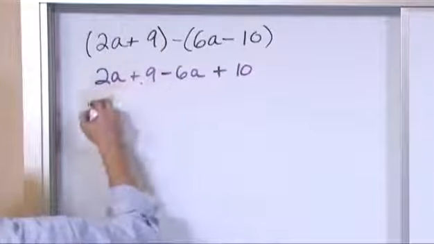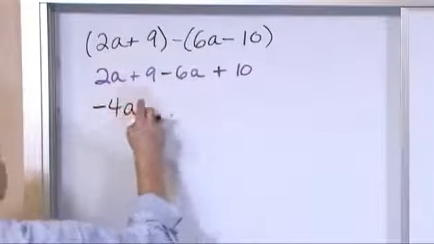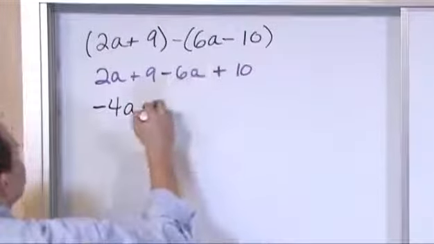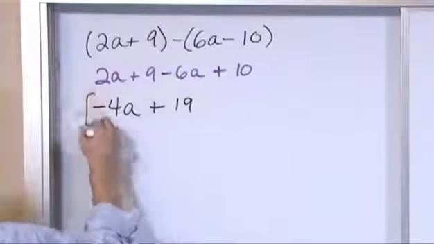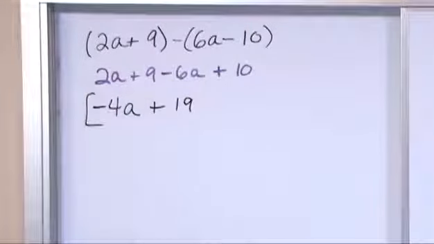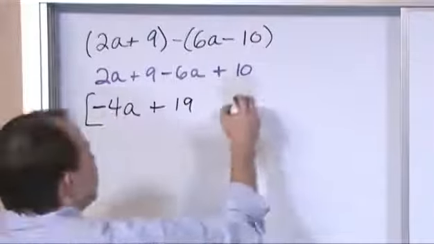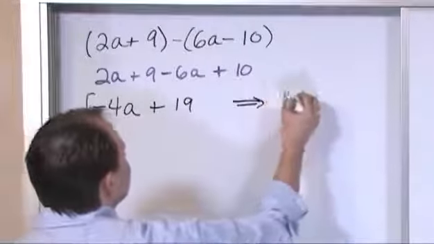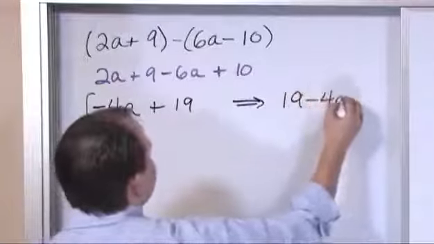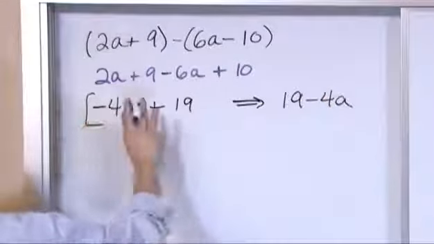2 minus 6 gives us negative 4a. 9 plus 10 gives us 19. So you have negative 4a plus 19. And by the way, when you have negative 4a plus 19, you can also write this as 19 minus 4a. If you don't like seeing this leading negative here, you can just flip it over.